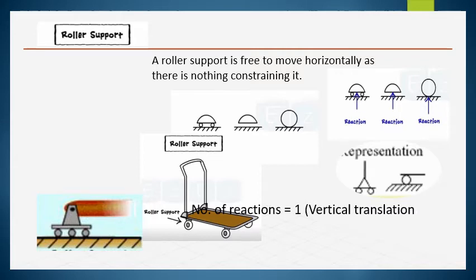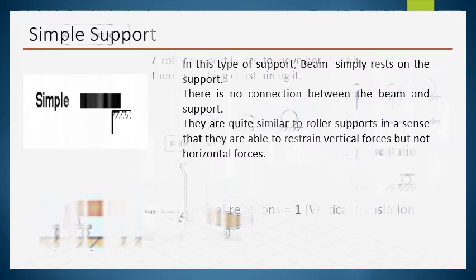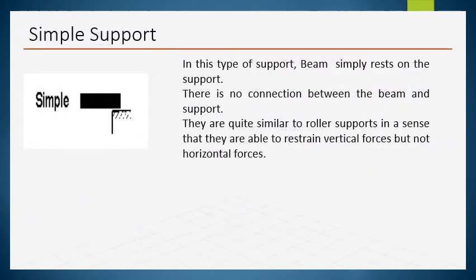So only the restricted direction of motion will be shown by the reaction. So in case of the roller support, you have to remove the roller support and represent it only by the vertical reaction. Okay. Next is the simple support.